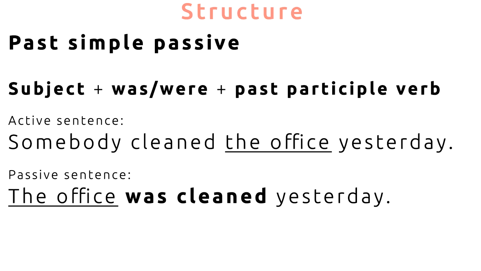However, look at the passive sentence. The office was cleaned yesterday. The structure of this is subject, the office, was, plus the past participle verb, cleaned. Notice the word that we have omitted. We've omitted the agent, somebody, because it's not necessary to mention it.